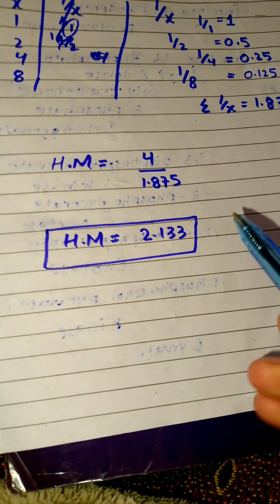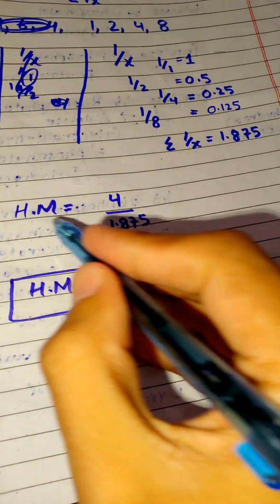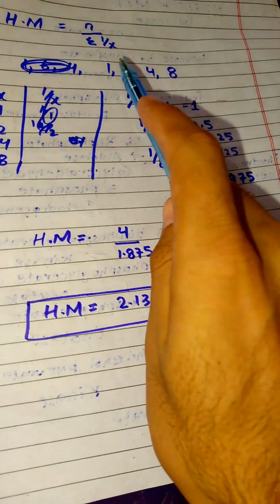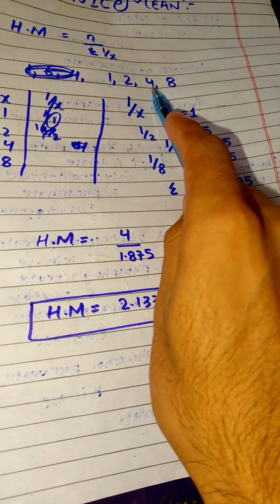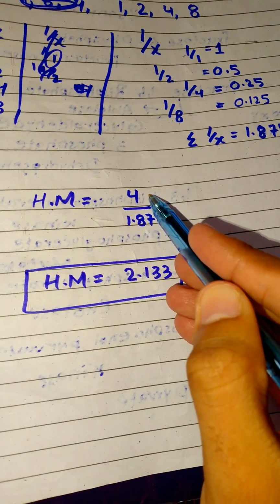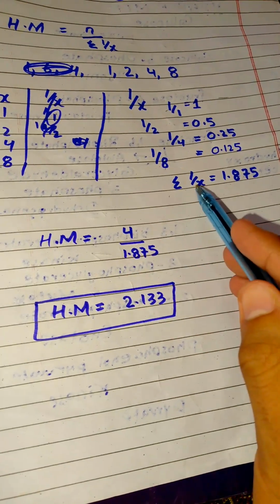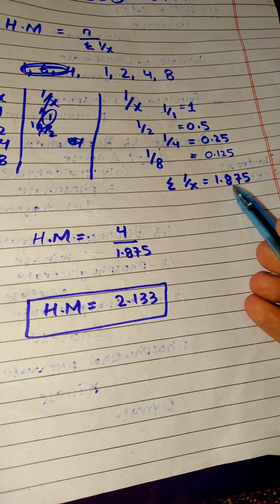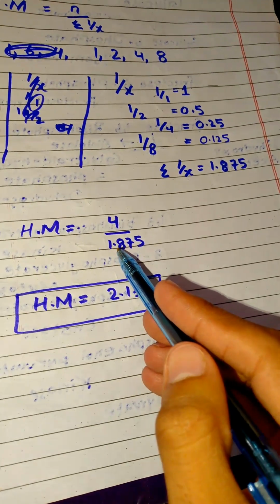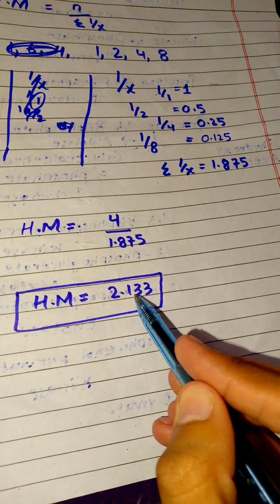Now by putting the values in the formula, the harmonic mean is equal to the total number of observations, which is 1, 2, 3 and 4, so 4, divided by the summation of the reciprocal of x, which is equal to 1.875. By dividing 4 by 1.875 we get an answer which is equal to 2.133.